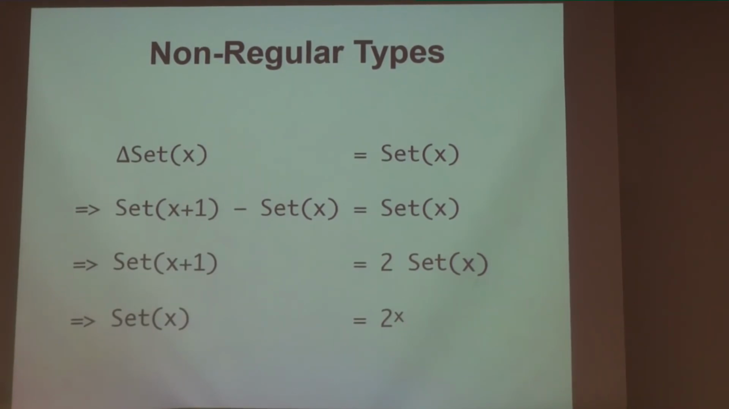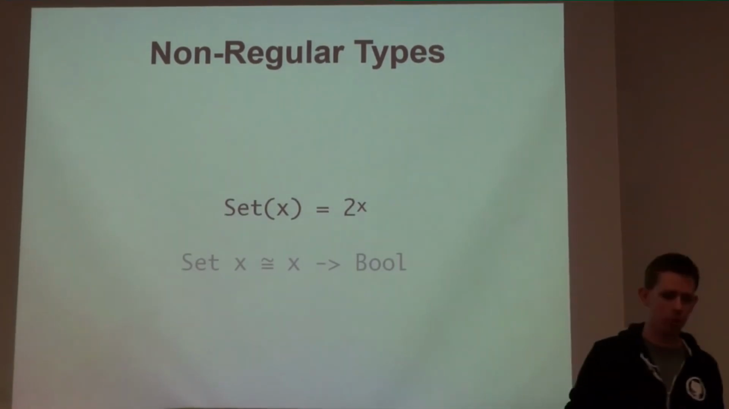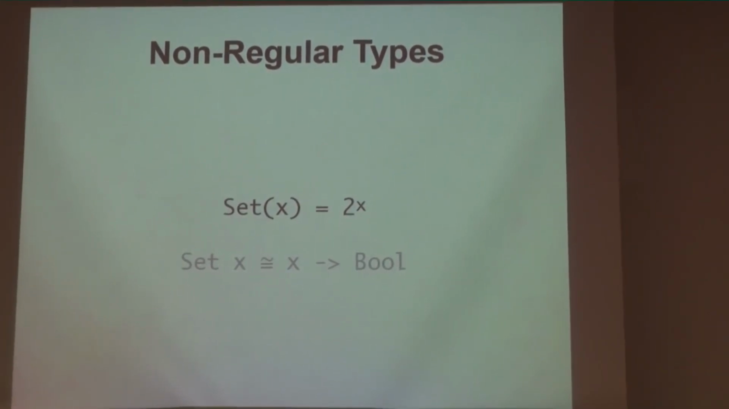And 2 to the power x, we know, is a function type, right? So this is 2 to the power x, the set of functions from x to bool. And the nice interpretation here is that for each x, it's either in the set or it's out of the set. So if x maps to true, it's in the set. If x maps to false, it's out of the set.